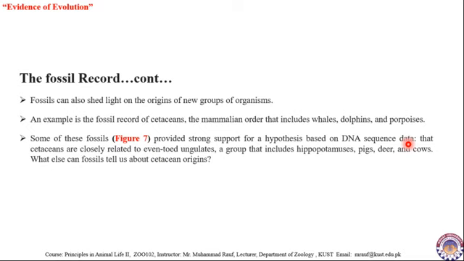So, courtesy of these techniques, researchers have established the relationship that cetaceans are closely related to even-toed ungulates. Ungulates is a group that includes hippopotamus, pigs, deer, and cows. What else can fossils tell us about cetacean origins? The earliest cetaceans lived 50 to 60 million years ago.